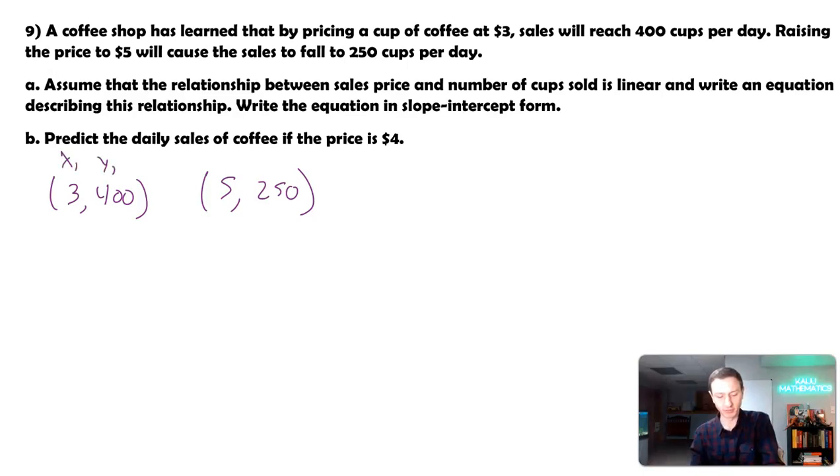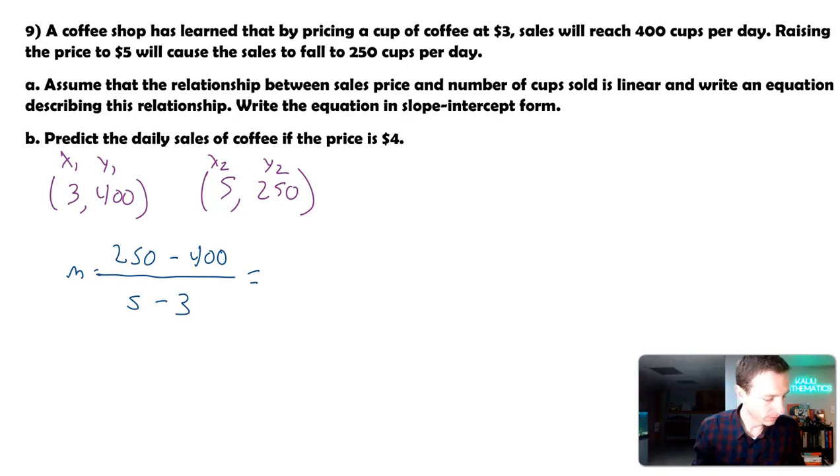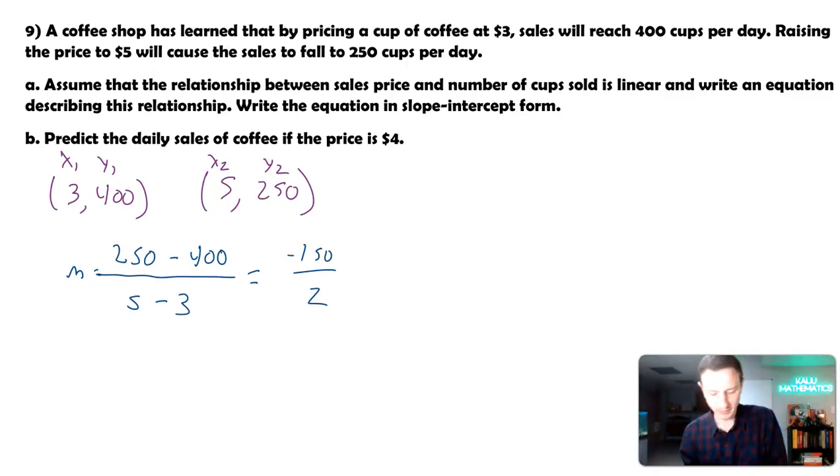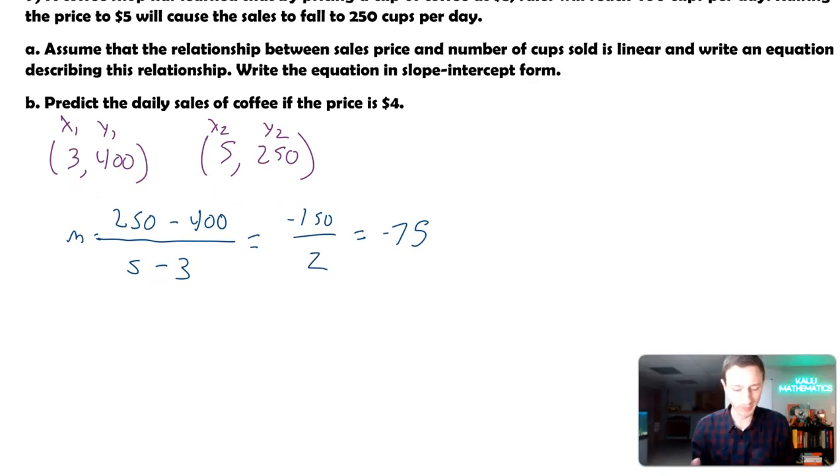So I could just call these my x1, y1, x2, y2. I can find the slope and generate an equation from there. So let's go ahead and do that. I'm going to find the slope between these 2 points. If I wanted to graph it, you could, but I'm just not going to graph it for now. So y2, 250, minus y1, 400, over x2, 5, minus 3. So we have 250 minus 400, which is negative 150. 5 minus 3 is 2. Divided by 2 is negative 75. So we get the slope of negative 75.